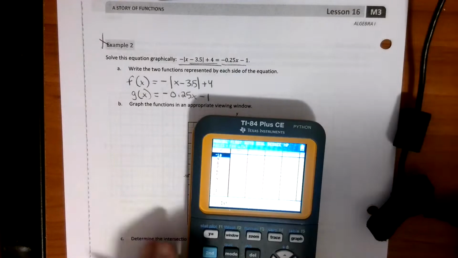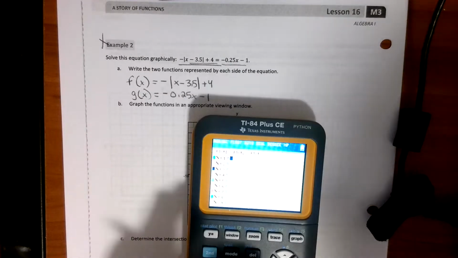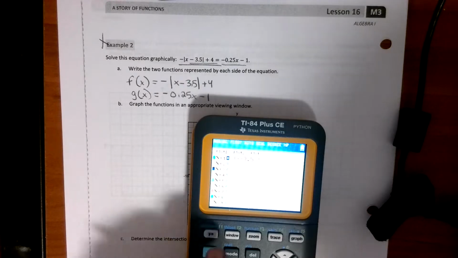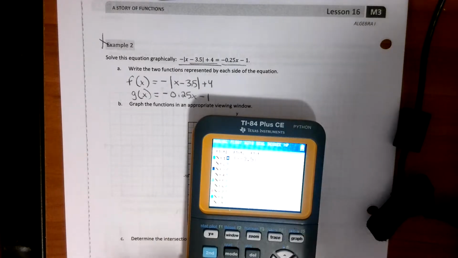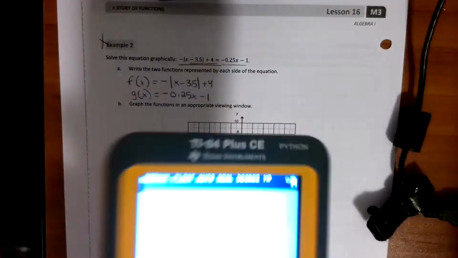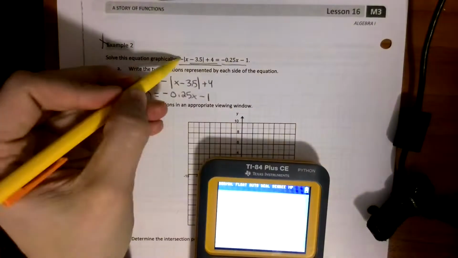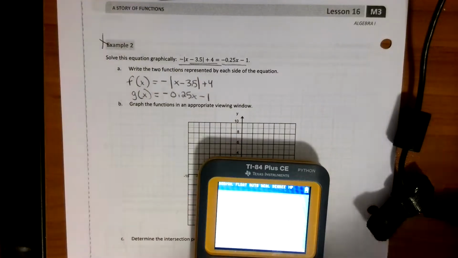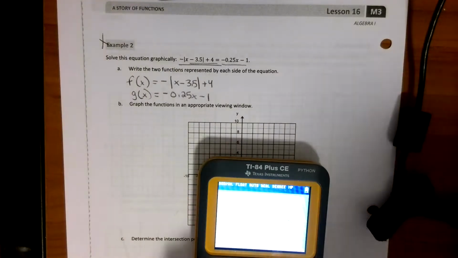But what we got to do is, let me get to the y and let's clear that out. All right, so we have a negative going on. Then I need the math, the num, absolute value, and I'm going to put in an x minus a 3.5, and then I have to get out of the absolute value and add a 4. Then I know I have this one right. I go to graph. It's going to be an upside down vector because it starts with a negative sign. It starts with a negative, it's going to point downward. It's just like a parabola going downhill. All right, so now we got to plot that.